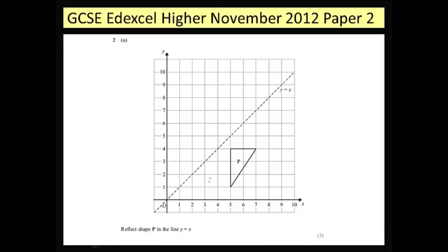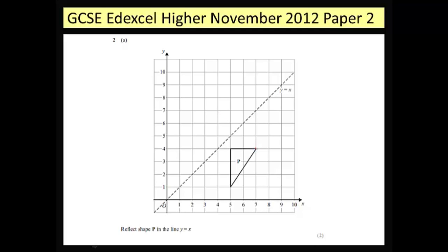Question 2. So in this question, what I need to do is reflect the shape in the line that's given to me, y equals x. So I'm going to take each point in turn and I'm going to count diagonal squares that they go across until they hit this mirror line, and then reflect them out the same number of squares the other side.